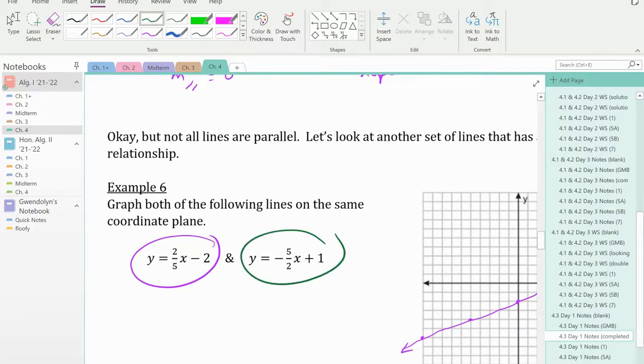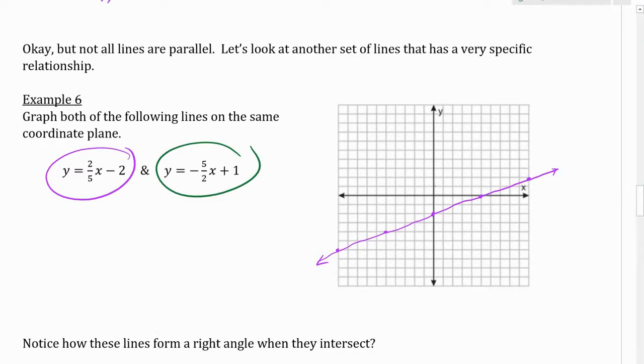Change colors. We'll do some in green. Y-intercept of 1, down 5, 1, 2, 3, 4, 5, right 2. Or else up 5, 2, 3, 4, 5, back 2. Oops, okay. Got to run it a little crooked there. Ooh, hang on. Hey, let's see.